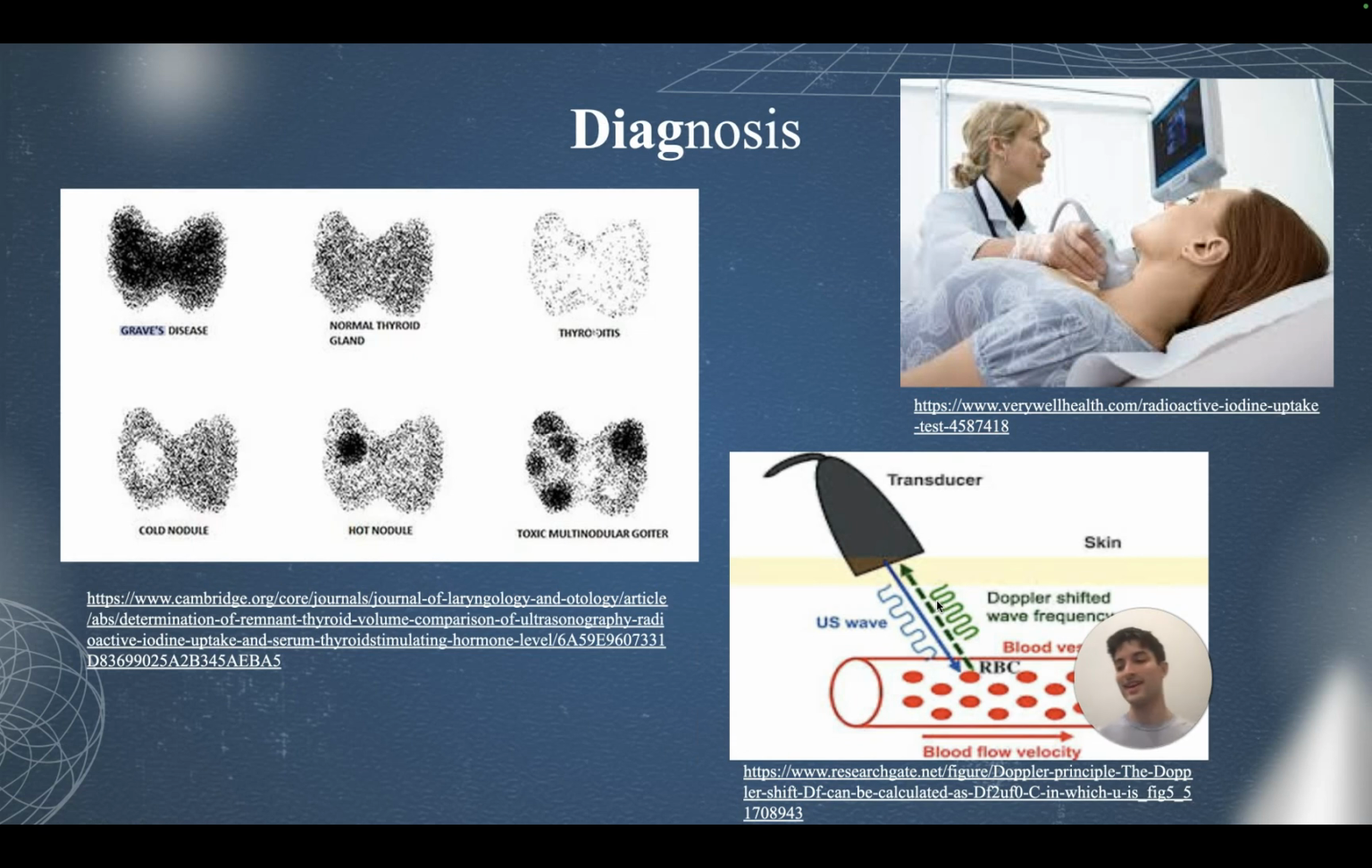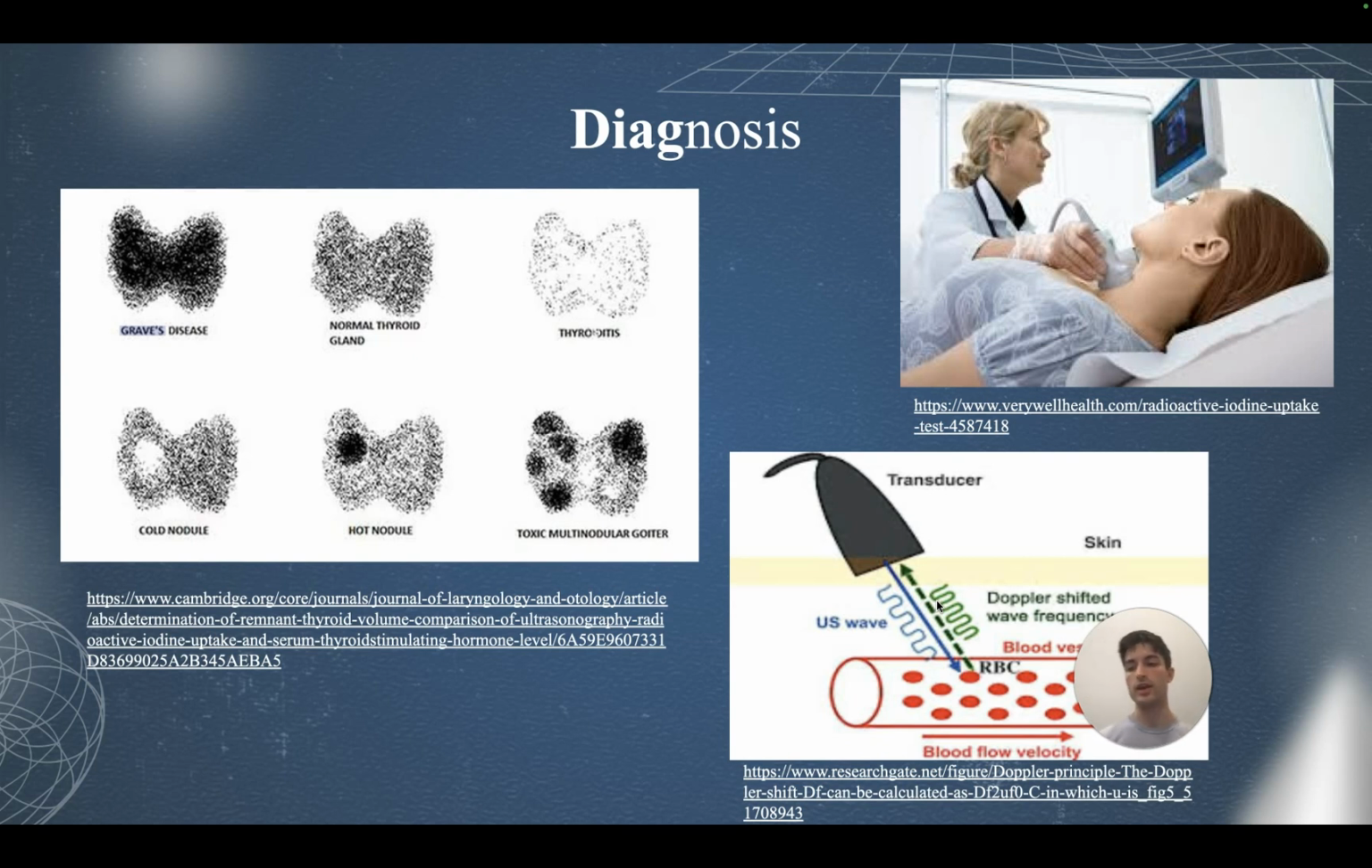So diagnosis. There are basically four main methods of diagnosis. The first are your blood tests, which basically measure levels of thyroid hormones as well as TSIs in the blood. These are generally the primary measure taken to eliminate other causes of exhibited symptoms and isolate the thyroid as the target of an autoimmune response.